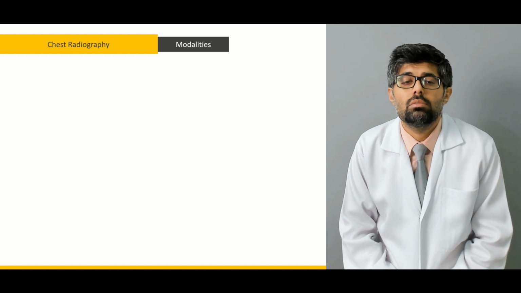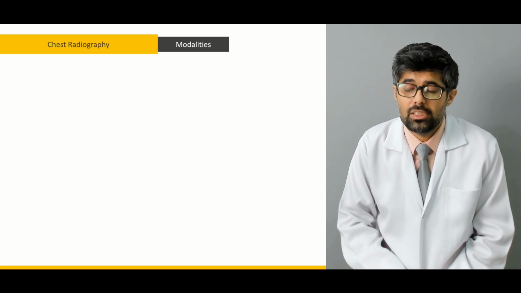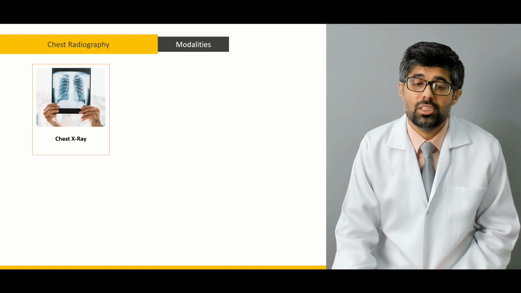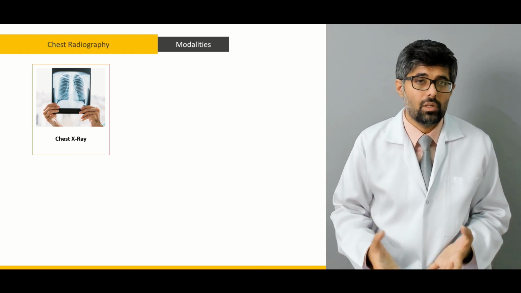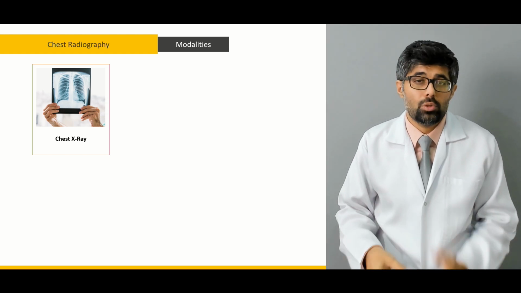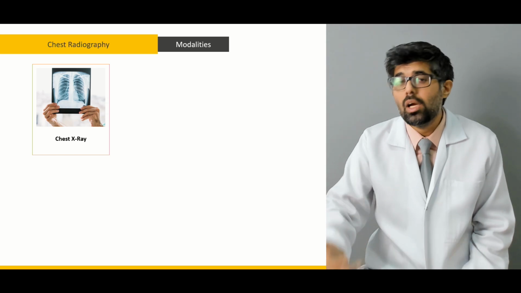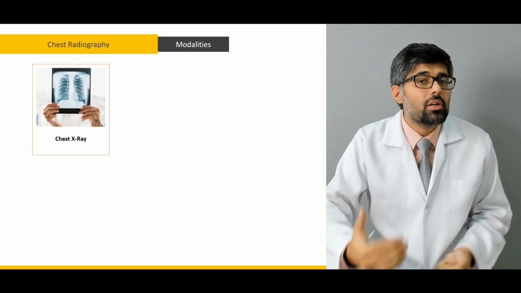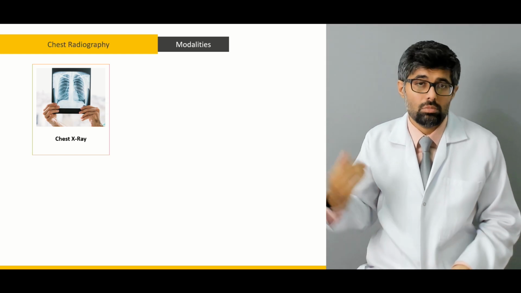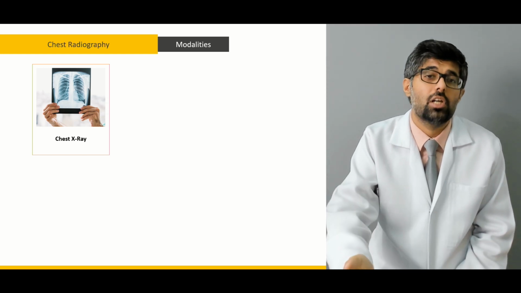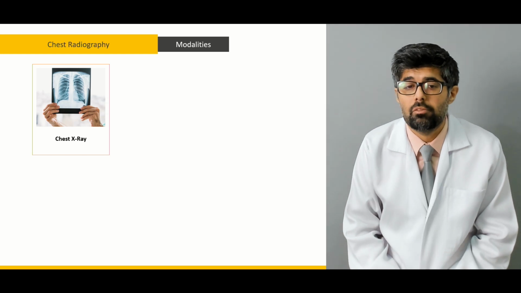Next, we have the chest radiology modalities. Now, chest radiography can be done in a lot of ways. The first one and the primary one is the simple chest X-ray. This chest X-ray is done via X-rays. It can be done in both the anterior posterior view and the posterior anterior view. Now, the anterior posterior and posterior anterior views describe how the X-rays enter the body and how they leave the body, in which direction towards the radiograph.